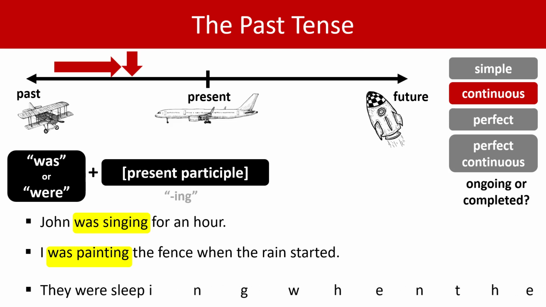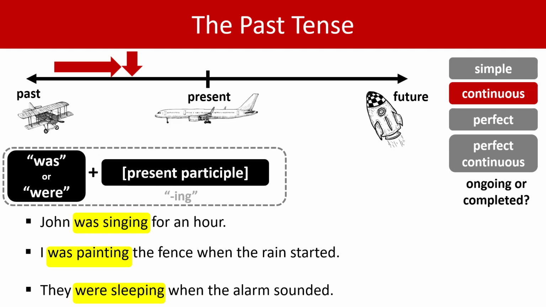Let's look at another example. They were sleeping when the alarm sounded. Were sleeping. That is an ongoing activity in the past. And then another activity happened. The alarm sounded. So look up again at the timeline. We have an ongoing activity and then another activity. Remember, like in the first example, there is not always a second activity.